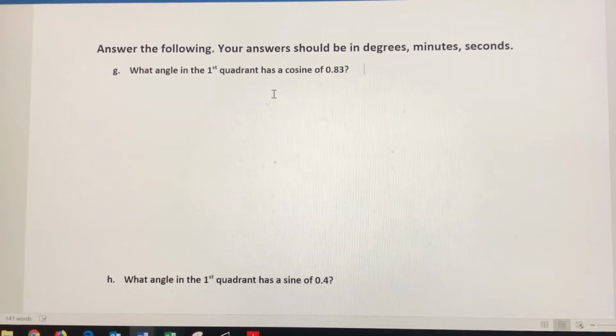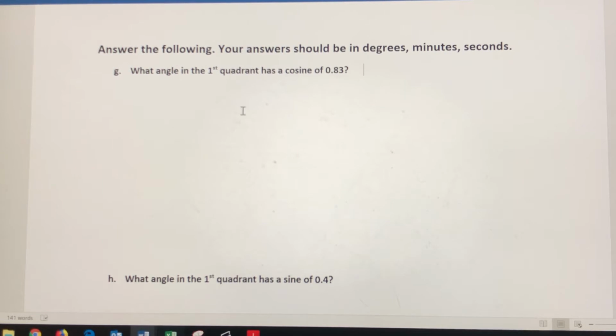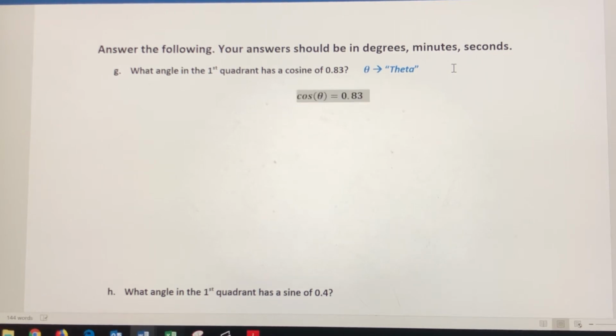All right, when we're dealing with angles and trig functions, a lot of times we're going to use Greek letters. In this case I'm going to use theta, which is kind of an O-shaped letter with a squiggly line right through the middle of it. It's pronounced theta. So I'm going to call the angle theta in this problem. Remember, we've got an equation here. We know the cosine of theta is equal to 0.83. So our unknown, our variable here, is theta.